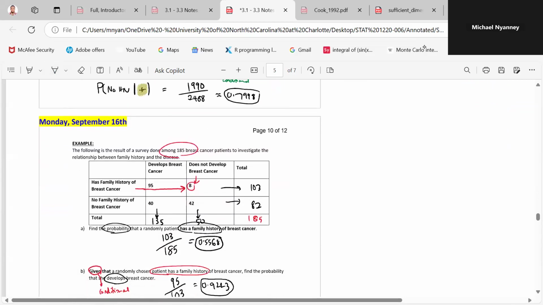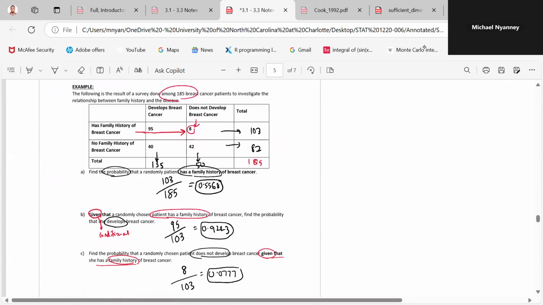All right, we have another contingency table here. Then we have to solve the same question. We have to find the probability that a randomly chosen patient has a family history. The columns are developed breast cancer, does not develop breast cancer. Rows are has family history of breast cancer, no family history of breast cancer. And we have numbers in them, and their totals as well. So what are we being asked to find? The probability that a randomly chosen patient has a family history of breast cancer.